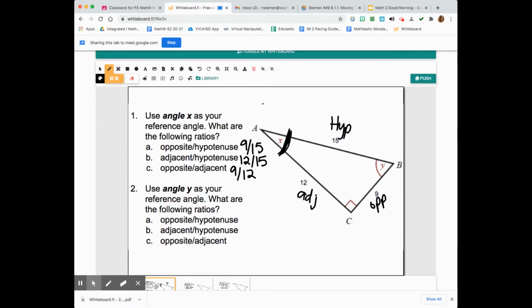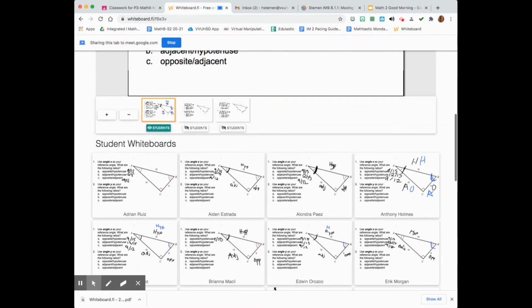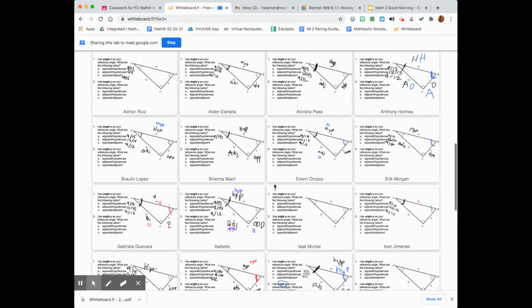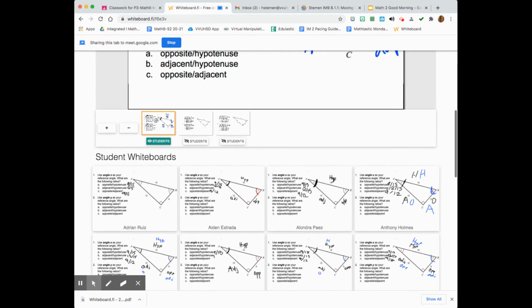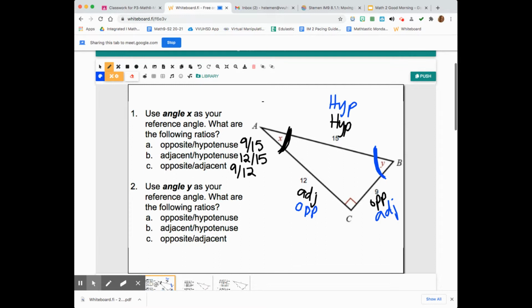Then we're going to pick a different color and do the second part. So I'll pick blue. And I'm going to bold my Y because my reference angle is Y now. Hypotenuse doesn't change. The 12 becomes my opposite side, and the 9 becomes my adjacent side. So you're going to label hypotenuse, opposite, and adjacent again in a different color. Once you have that labeled, then you do your fractions again. But remember, the opposite and the adjacent are different now, so your fractions will be slightly different.